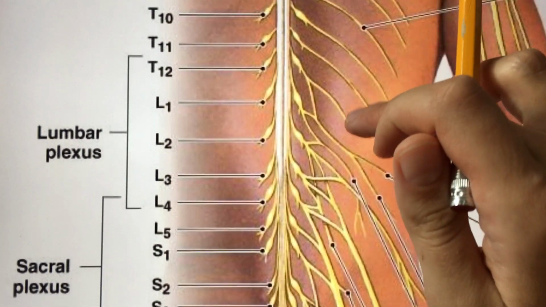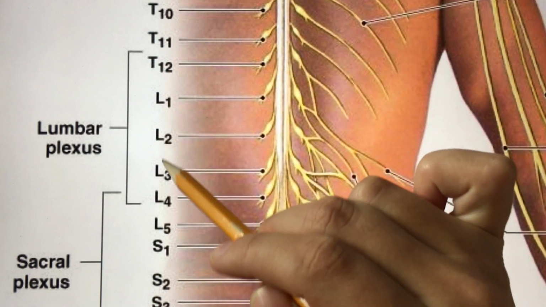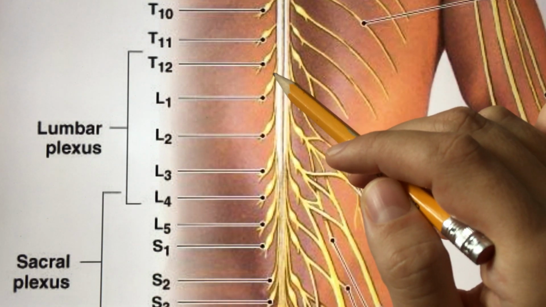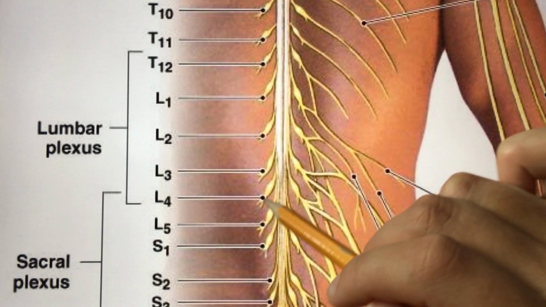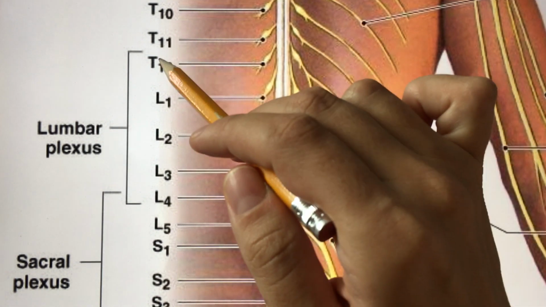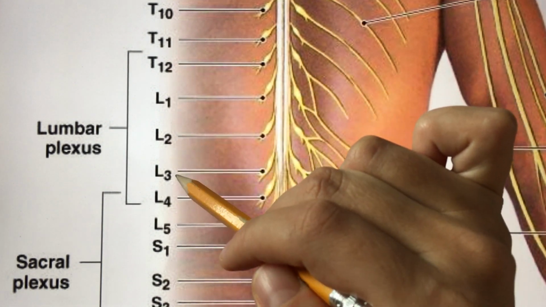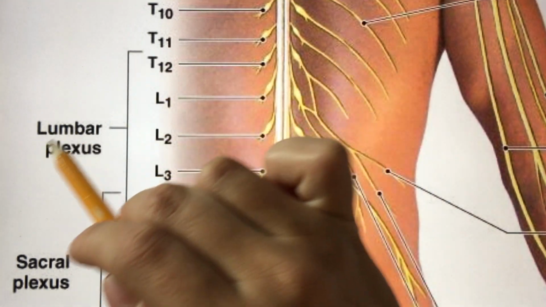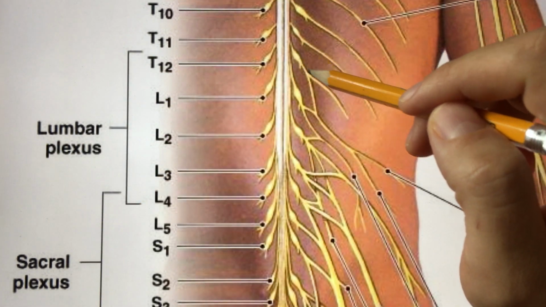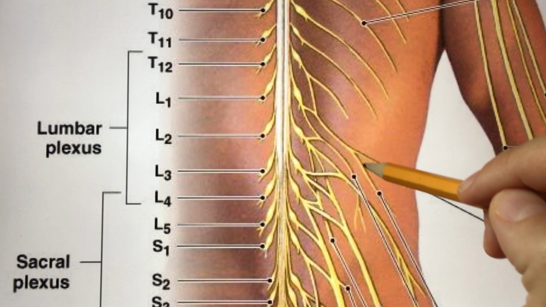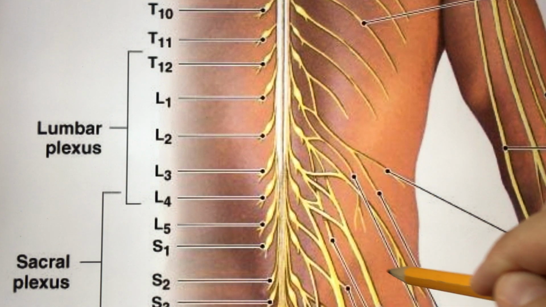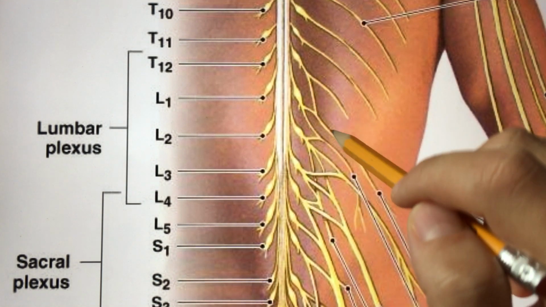The next nerves are going to be L1, L2, L3, L4, L5. These are the lumbar nerves. T12, L1, L2, L3, L4 form a lumbar plexus. So this right here, it's actually a really long plexus, this crazy network.